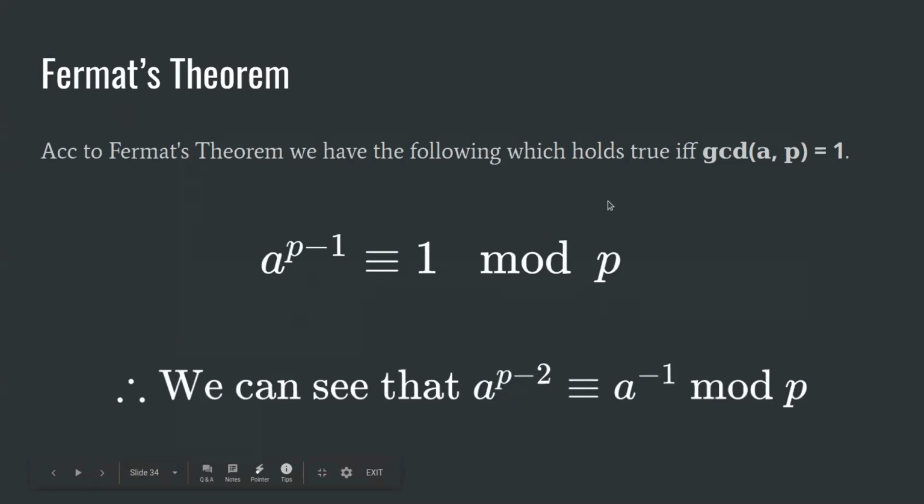So what is Fermat's theorem? Fermat's theorem states that if GCD of A and P is 1, so what does this mean? It means that the two numbers are co-prime, right? Since P is prime, it means that A is not a multiple of P. So what I get is that A to the power P minus 1 will be equivalent to 1 mod P, right? So how do I actually get this?